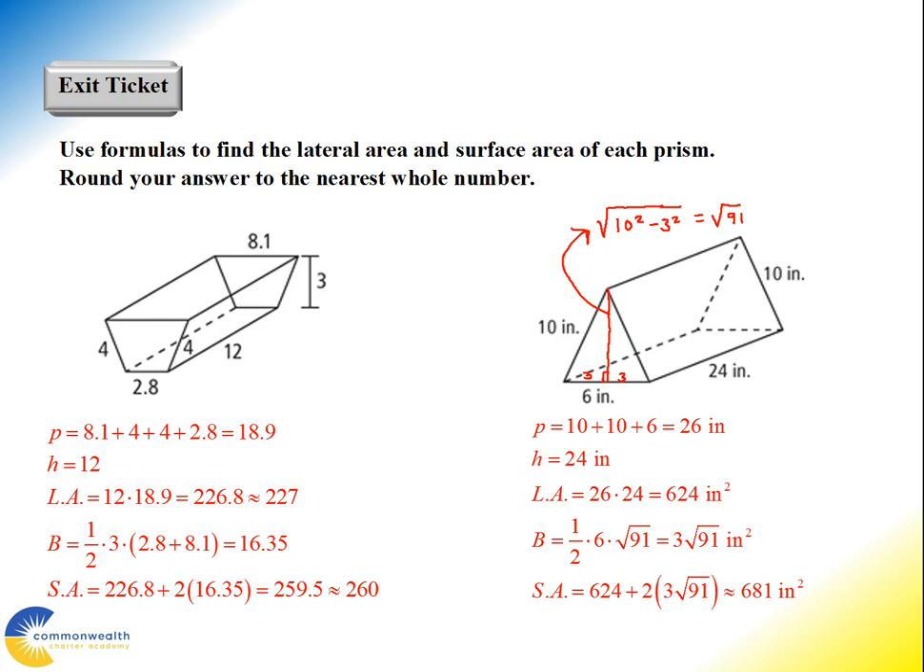I'm not rounding that part off yet because I want a precise calculation before I carry it out. So when I do the surface area, I take the lateral area of 624 and add 2 times the area of the base, which I just found was 3 times the square root of 91. I get approximately 681, and here I do need to put the units in square inches.